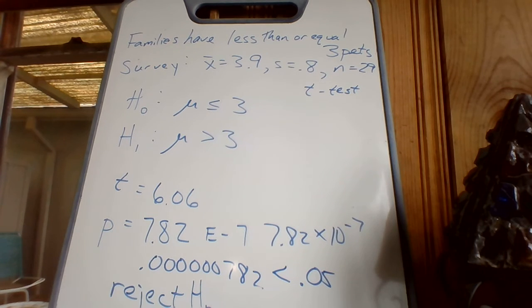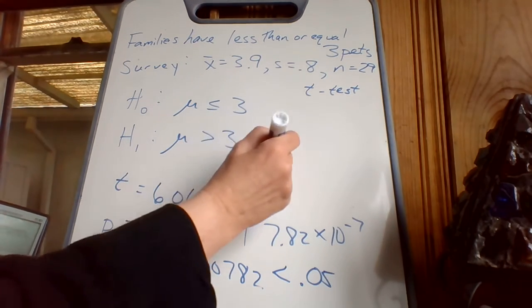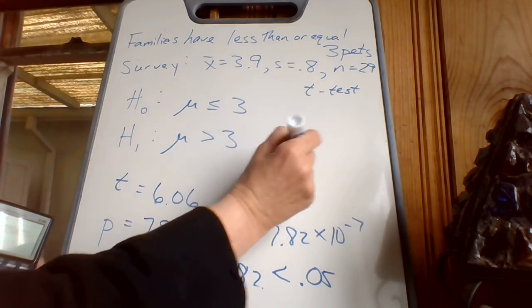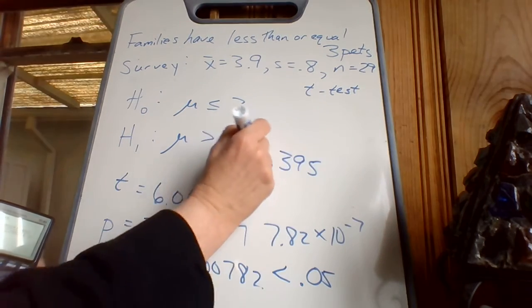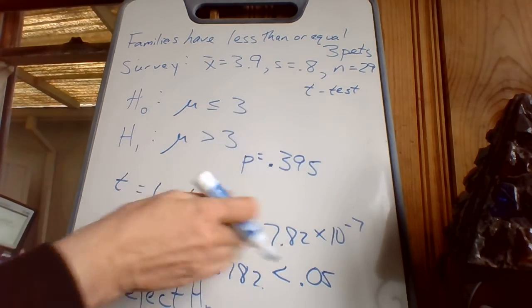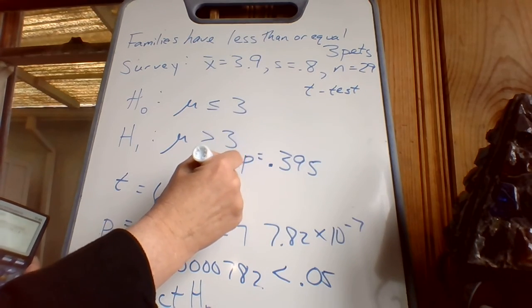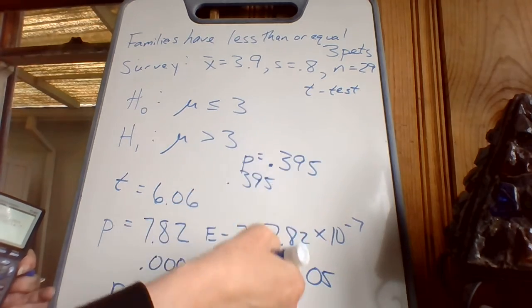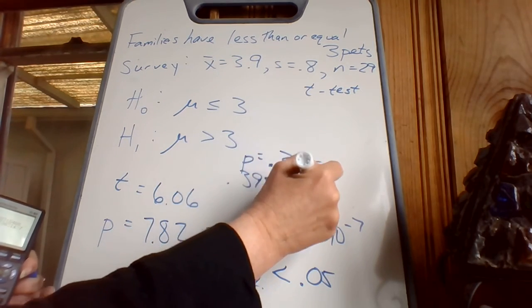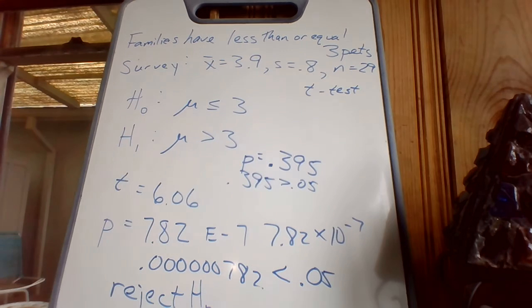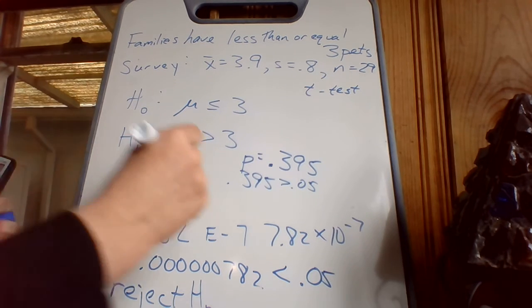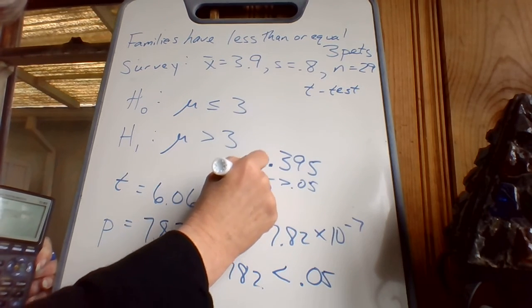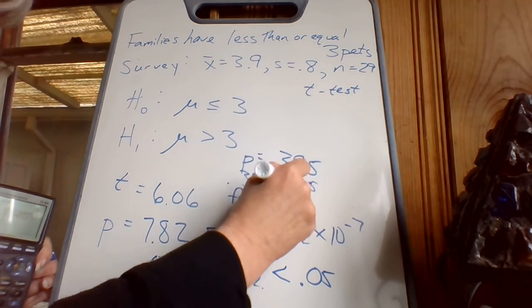If this p-value had come out to be something larger, okay, if this p-value had come out to be 0.395 or something like that, okay, no scientific notation, just 0.395. When I go 0.395, 0.395 is not less than 0.05. I'd have had to say that's greater than 0.05. And that's when you think, okay, I don't want to reject H0. The opposite of reject isn't accept, it's fail to reject.